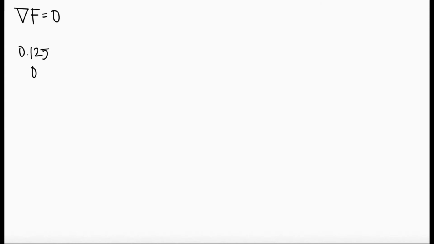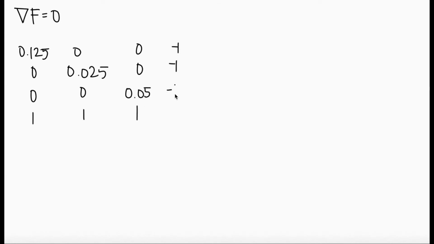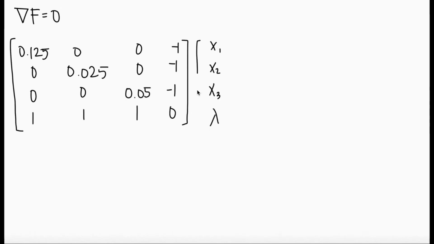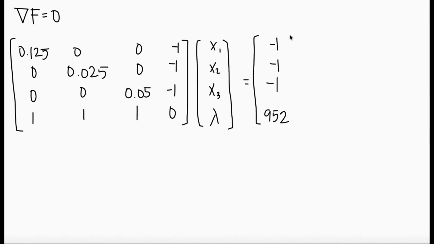First row: 0.125, 0, 0, and -1. For row number 2: 0, 0.025, 0, -1. For row 3: 0, 0, 0.05, -1. And the last row is 1, 1, 1, and 0. Multiplied by x sub 1, x sub 2, x sub 3, and lambda, this equals -1, -1, -1, and 952.